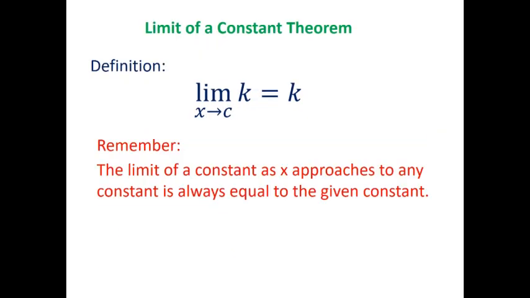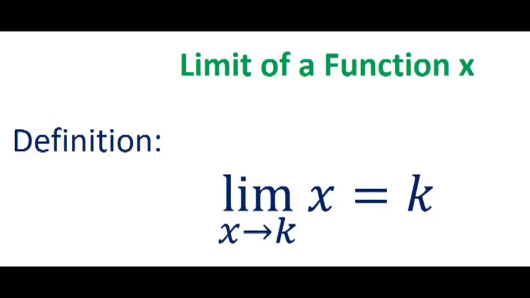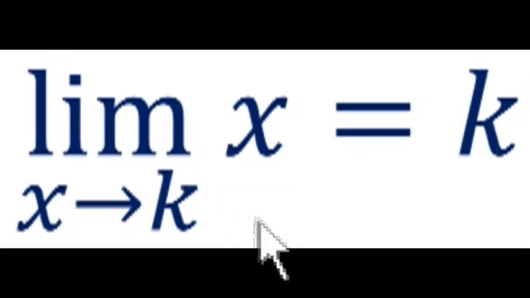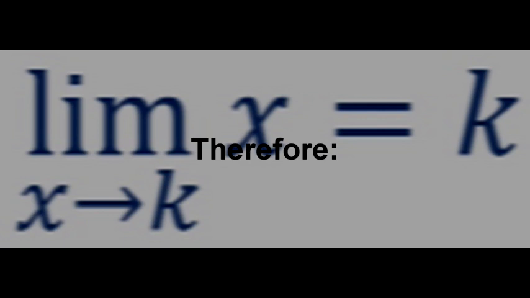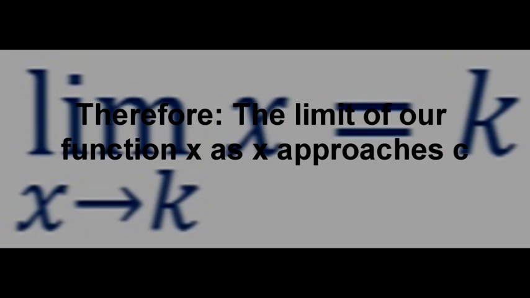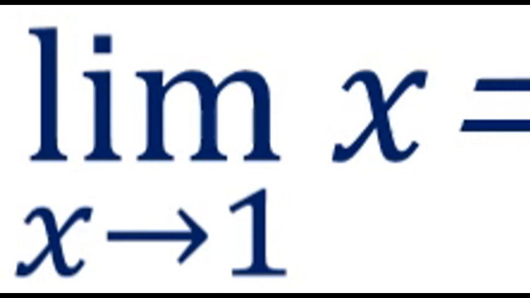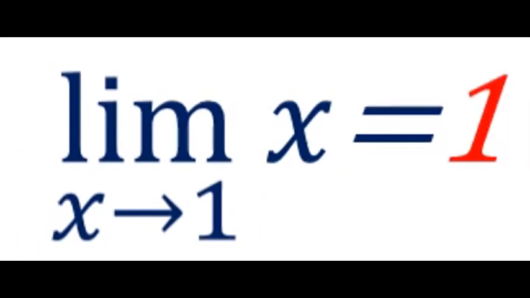You have to remember that the limit of a constant as x approaches any constant is always equal to the given constant. Our second theorem is the limit of a function x. The limit of x as x approaches c is equal to c. In symbols, the limit of our function x as x approaches c is equal to c. Example 1: the limit of x as x approaches 1 is equal to 1, since our function is x and x approaches 1, therefore the answer is 1.